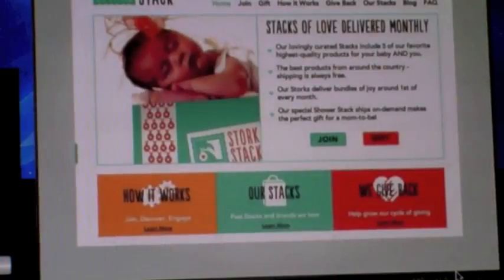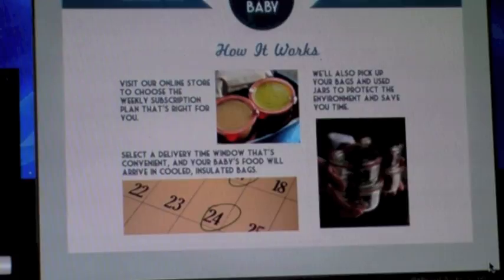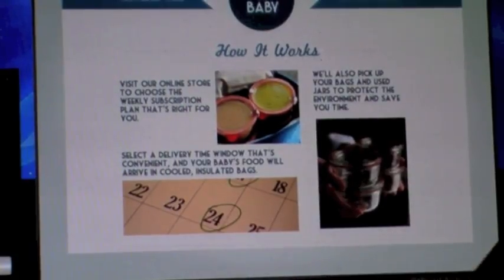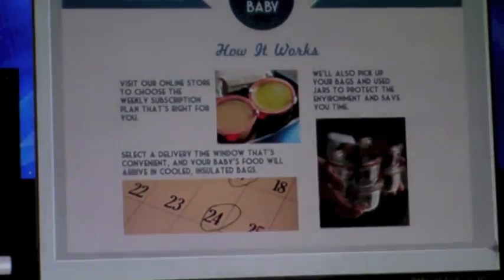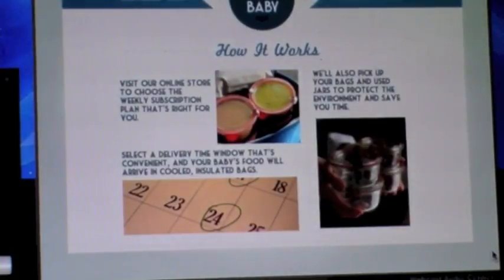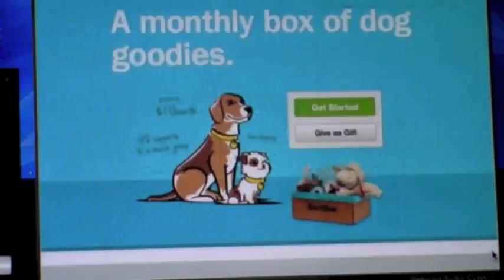How about moms? Stork Stack, where you get all kinds of baby products delivered to you every month. You sign up online, the delivery person brings it to your door. Here's a combination of subscriptions and the move to locavore-ism. Here is baby food that you can sign up for that's delivered to your door, farm to baby. You see it in a whole range of things, and this is what I think is interesting, is it's crossing categories in a really spectacular way.